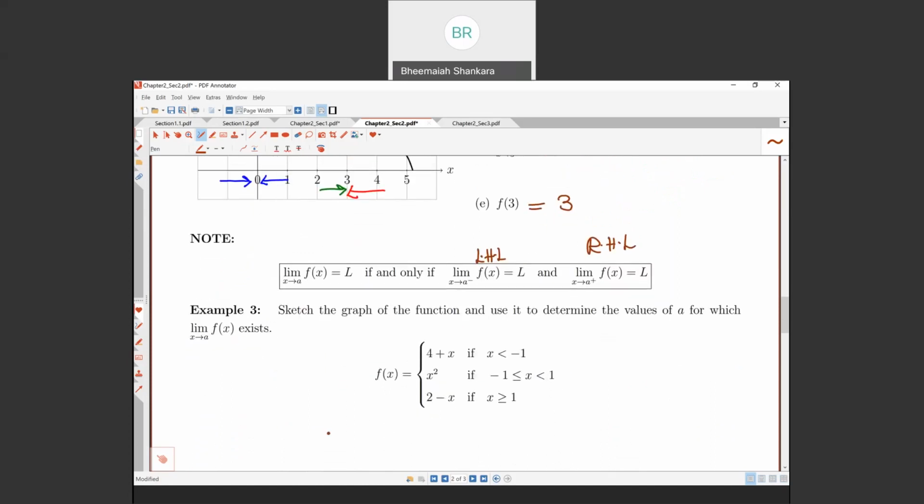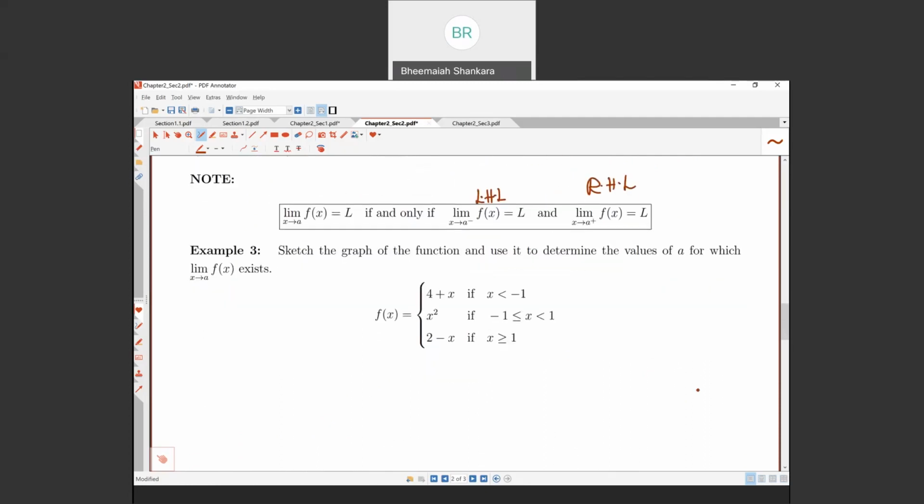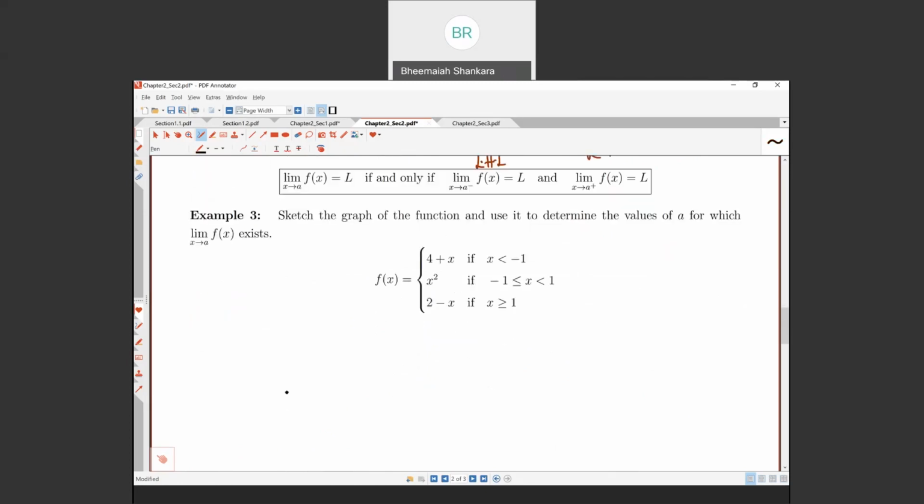So let's do this. You are asked to sketch this piecewise function in this problem, and you're also asked to find the value of the constant a. So first, let's try to sketch this graph. Draw x-axis, y-axis, and a few points on the x and y-axis.